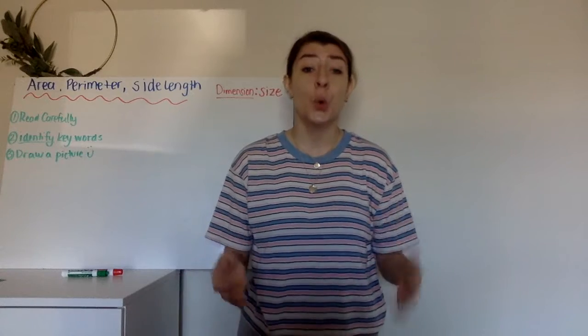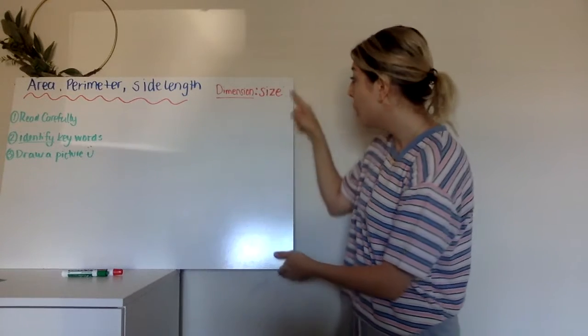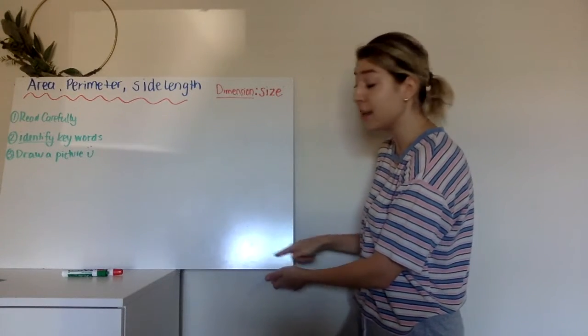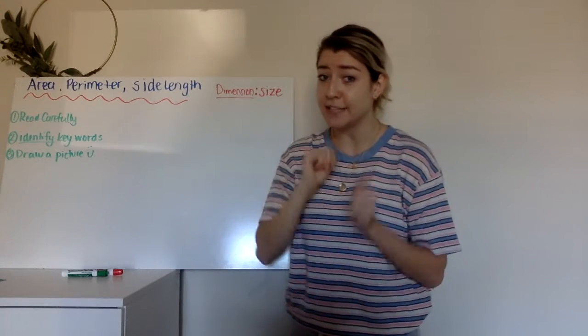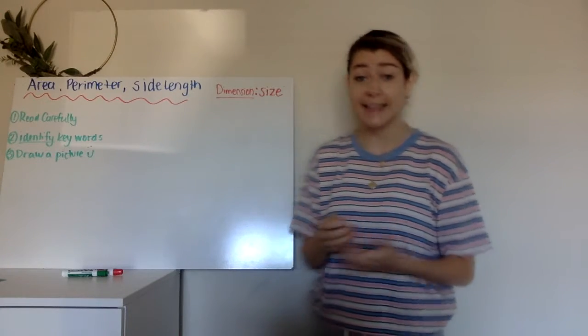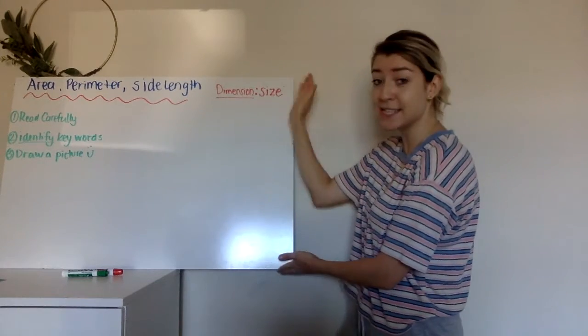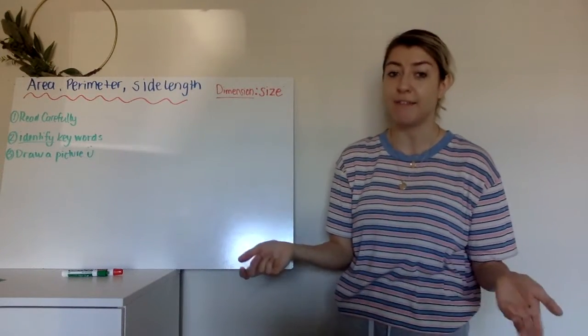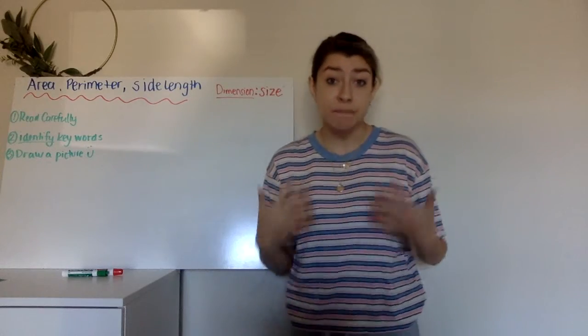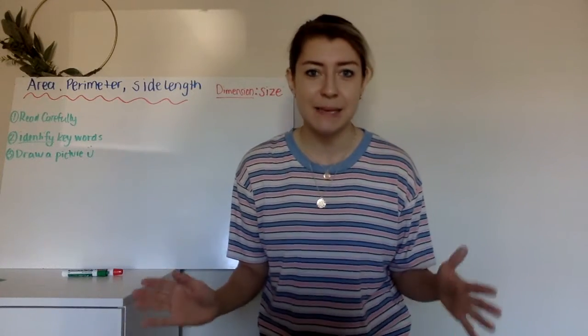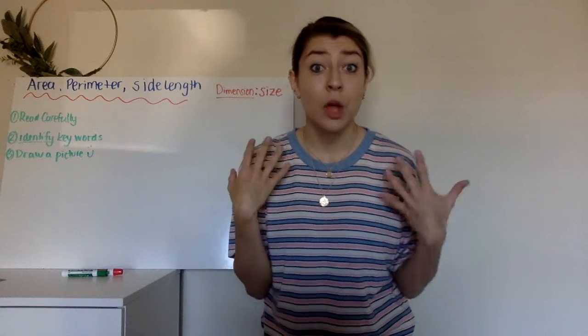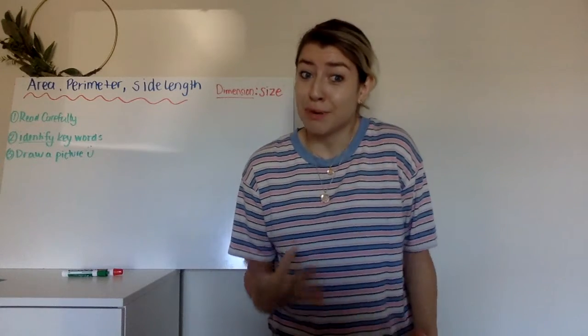So if I said, what is the perimeter of my whiteboard? We have to add up the lengths of all four sides of my whiteboard. And a side length is just the measurement of one side. It could be this side, it could be that side, any one of them. And when you hear the word dimension, that just means size. So that's a few things you need to remember.